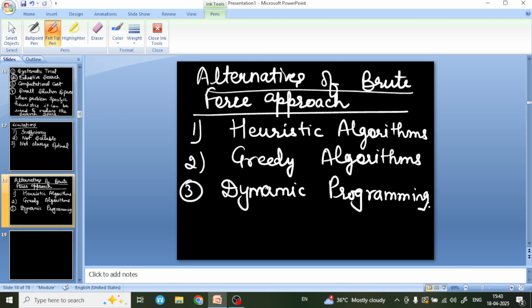There are three alternative algorithms which we can use instead of brute force. First is a heuristic algorithm. These types of algorithms are used to solve problems in which specific knowledge is required to guide the search, and it is used for finding good solutions without checking all possibilities. And in greedy algorithm, these types of algorithms make locally optimal choices at every step, hoping to lead to a globally optimal solution. And in dynamic programming, this type of technique breaks down the problem into smaller subproblems, solves them efficiently, and uses the solutions to subproblems to solve the larger problem.